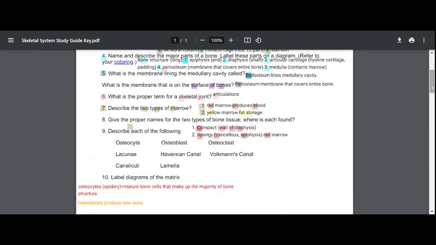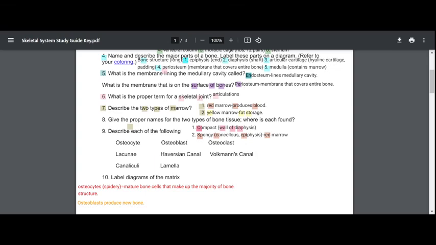So 4, name and describe the major parts of a bone. Label these parts on a diagram. Refer to your coloring. So remember when we colored the long bone structure, we had 1, the epiphysis. Remember E is for end. 2, diaphysis, which is the shaft. 3, articular cartilage or hyaline cartilage, okay, for padding. And then 4, periosteum, which is the membrane that covers the entire bone. And then finally 5, the medulla, which contains marrow, okay?